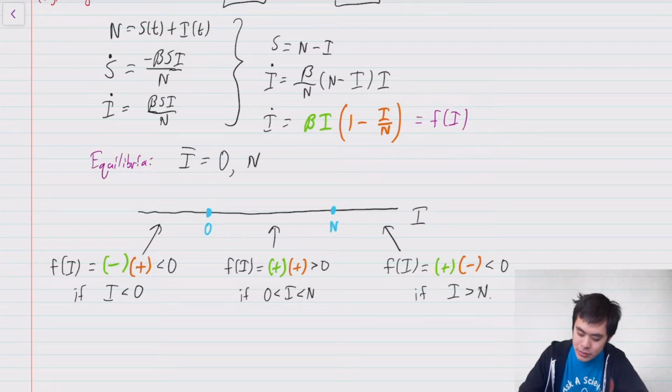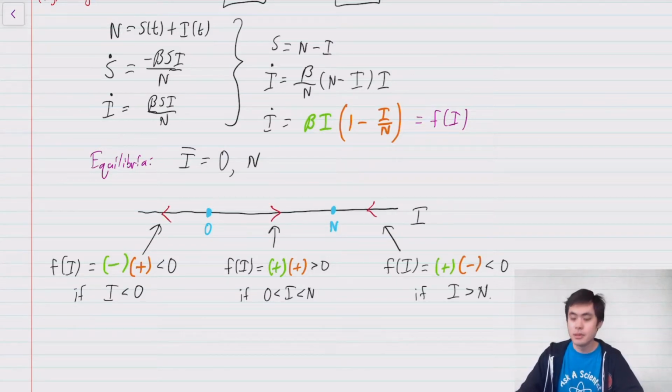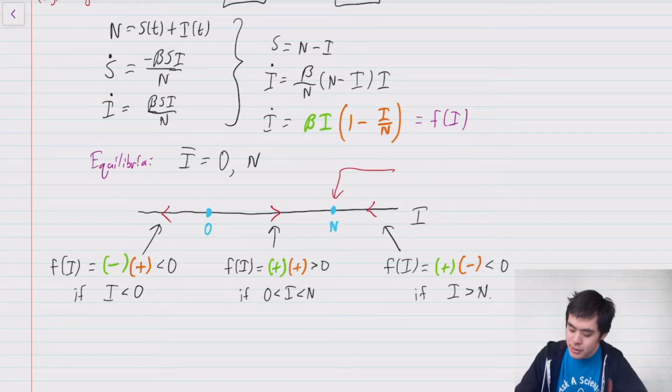Okay, so we can draw these out. What we end up with is an arrow pointing this way, an arrow pointing this way, and an arrow pointing that way. Therefore, we know that this here is globally asymptotically stable.